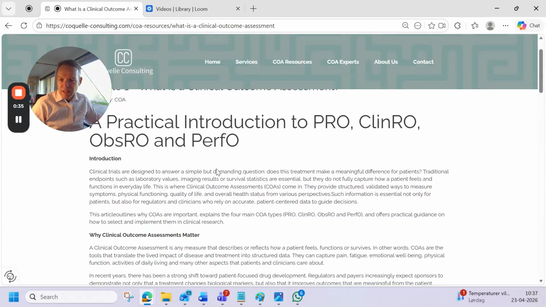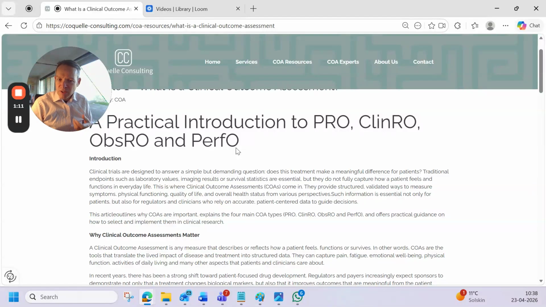Introduction. Clinical trials are designed to answer a simple but demanding question: does this treatment make a meaningful difference for patients? Traditional endpoints such as lab values, imaging results, or survival statistics are essential, but they do not fully capture how a patient feels and functions in everyday life. This is where COAs, clinical outcome assessments, come in. They provide structured, validated ways to measure symptoms, physical functioning, quality of life, and overall health status from various perspectives.